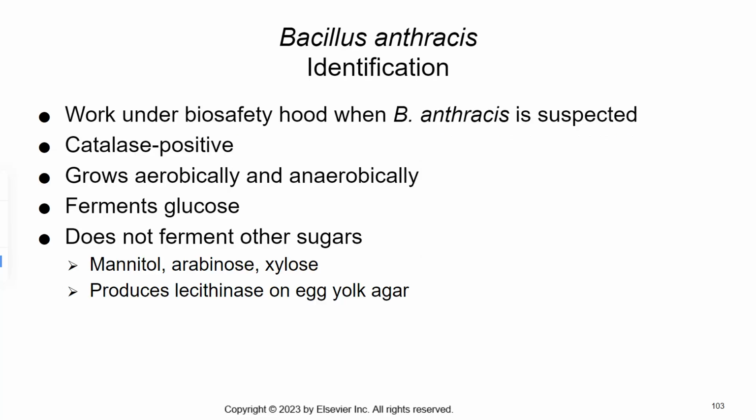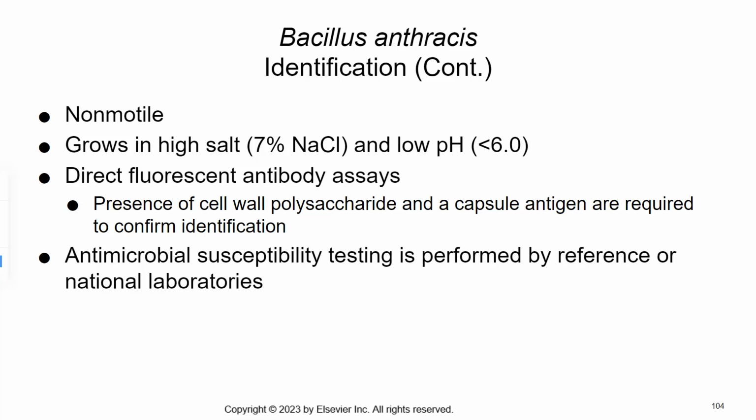Identification: if anthrax is suspected, you work under a biosafety hood. You want to see that it's catalase positive, grows aerobically or anaerobically, ferments glucose, and does not ferment other sugars. It's non-motile at those higher temperatures, and you see this umbrella motility at lower temperatures, at 25 degrees Celsius. Direct fluorescent antibody assays are available, and antimicrobial susceptibility testing is performed by reference or national laboratories. We typically wouldn't perform those additional tests in a typical hospital laboratory.